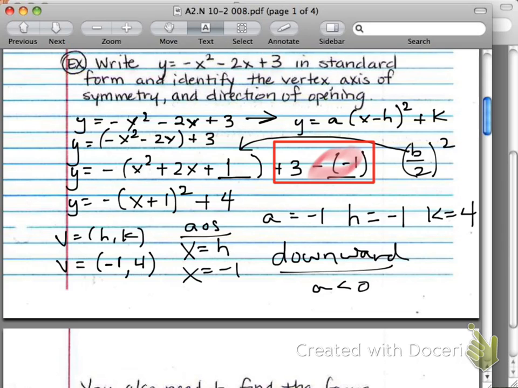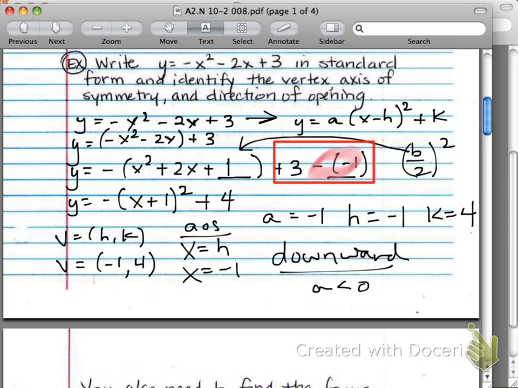Any questions? Again, I really think the hardest part is getting the quadratic into vertex standard form. If you can do that, you're fine. The rest of it is just filling in stuff. All right, here we go.